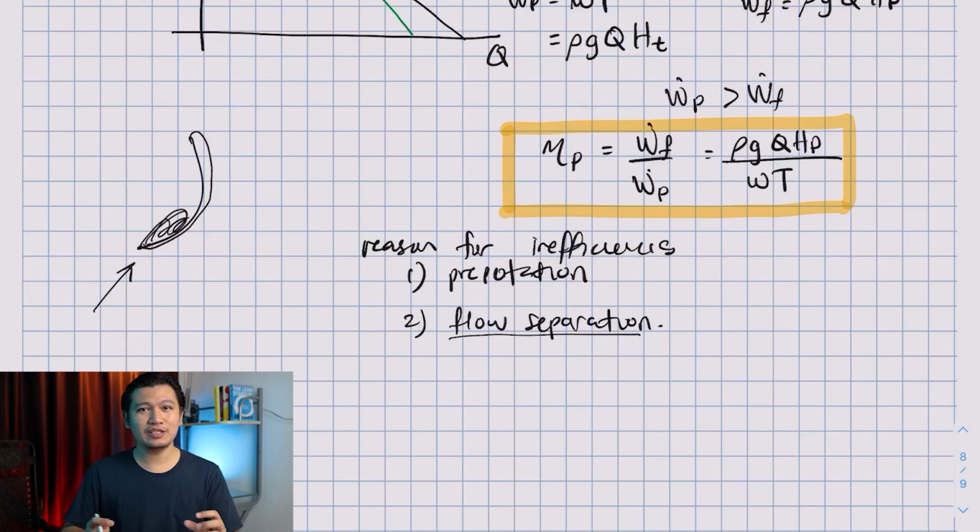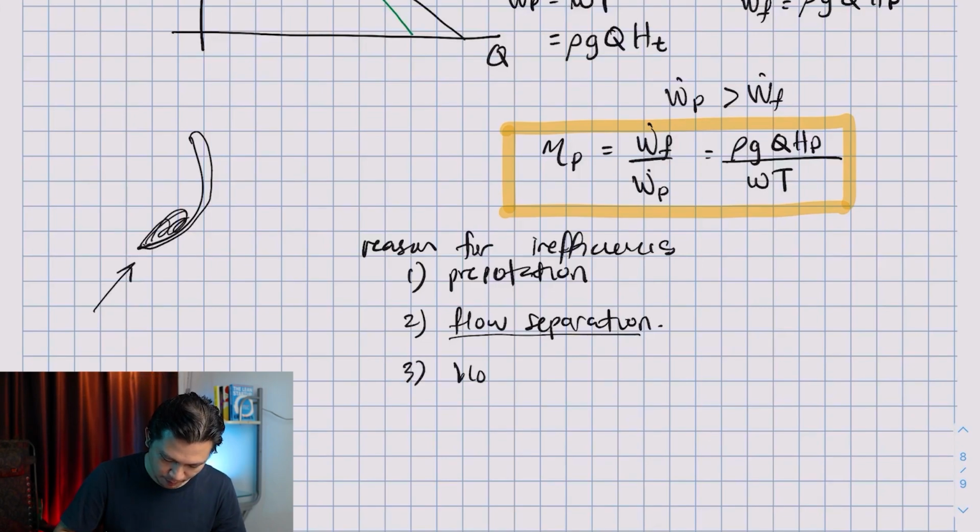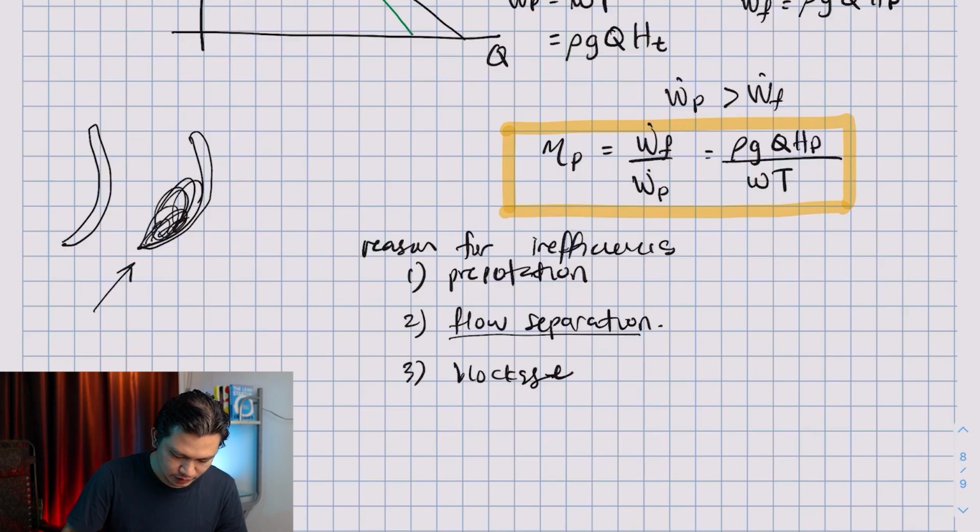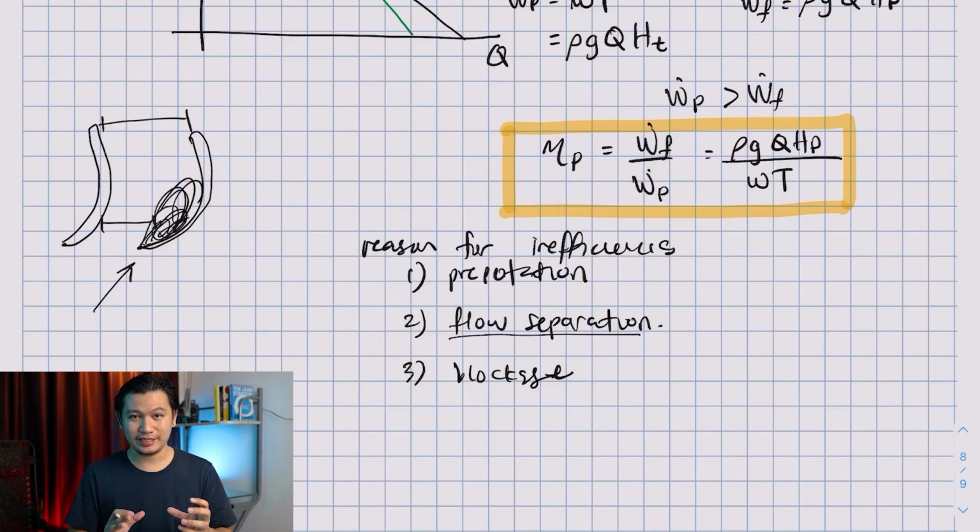And another reason could be the flow blockage. So third is the blockage. Imagine if you have another blade here, and as this gets bigger and bigger, the passage is usually this wide, but here at the middle of the passage it is only that wide. So that is what we call blockage. And there are a number of other reasons why this happens.